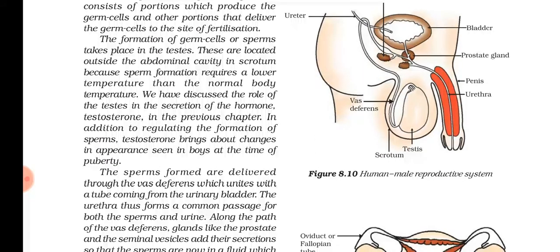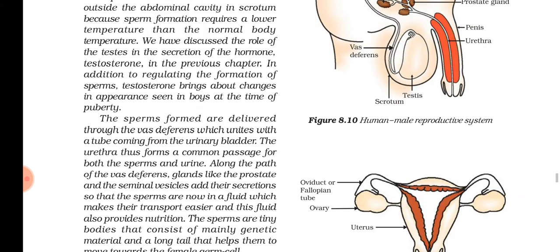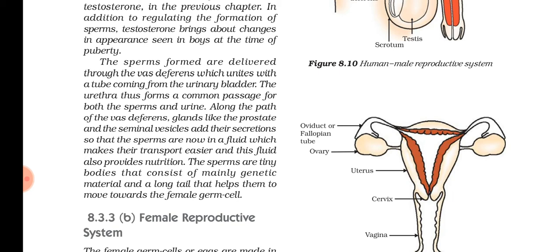What is it? Semen. So what is semen? Semen is a fluid-like structure which contains the secretions of seminal vesicles and prostate gland, and it actually contains sperms. Sperms along with the secretions of seminal vesicles and prostate gland are known as semen. So these are the major parts of the human male reproductive system.